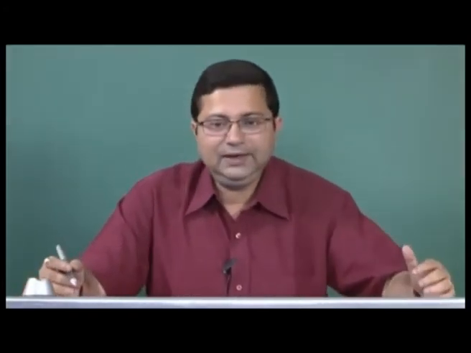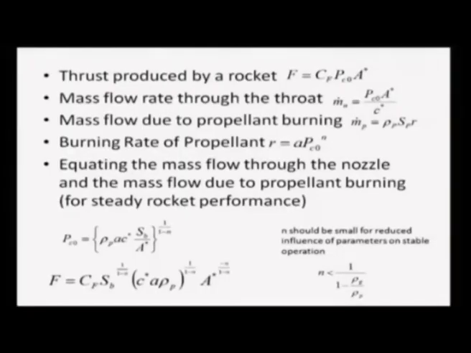Now, let us see how we use this information for actual rocket design. So, thrust produced by a rocket F is given by Cf Pc naught A star, where Cf is the thrust coefficient, Pc naught is the chamber stagnation pressure, A star is the throat area. Mass flow rate through the throat, m dot, is given by Pc naught A star upon C star, where C star is the characteristic velocity. We have discussed this in detail, so I am not going into it again.